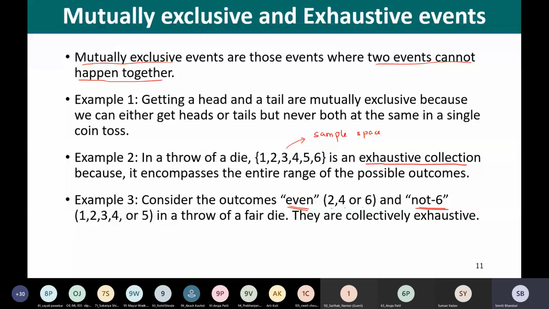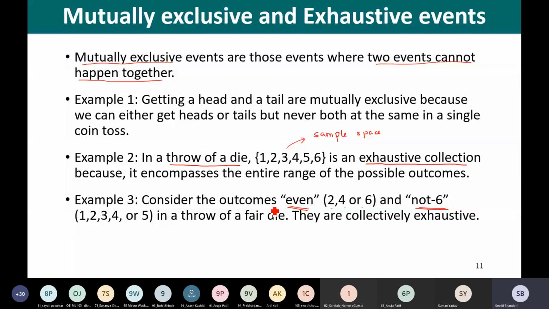So we were talking about the exhaustive collection, right? So if I'm talking about a throw of a die, then my sample space comprising 1, 2, 3, 4, 5, 6 is the exhaustive collection. Why? Because this includes all my possible outcomes.